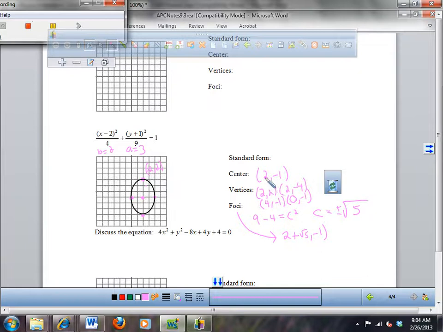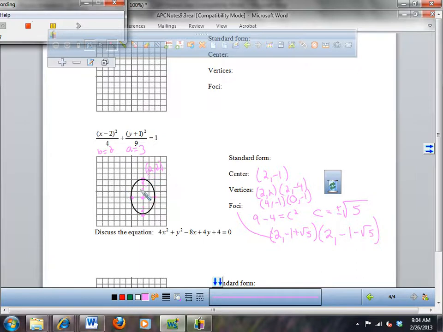So I'm just adding root of 5 to here, right? No, that's wrong. Because the foci are here and here, right? Root of 5 is about 2 point something, so here and here. Okay? So it'd be 2, comma, negative 1 plus root of 5. And then again at 2, comma, negative 1 minus root of 5. That would be my 2 foci.